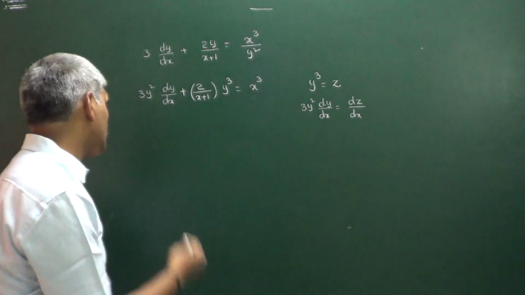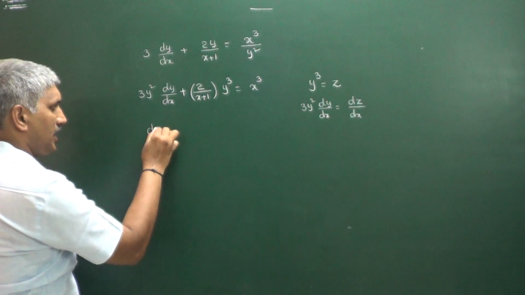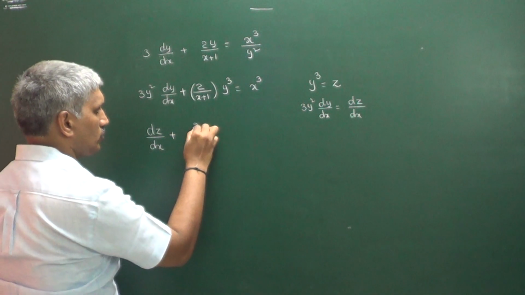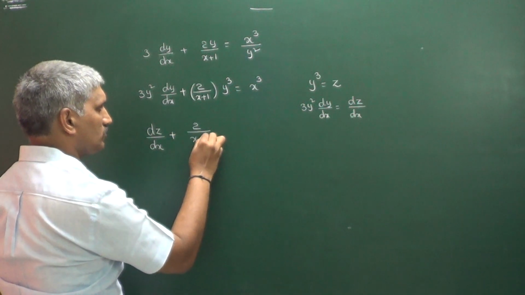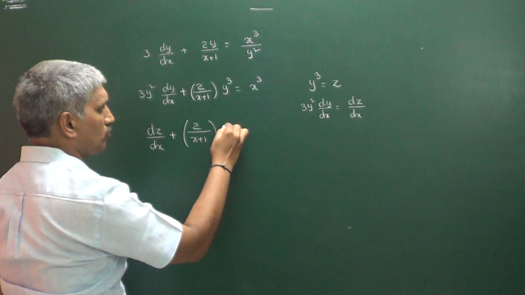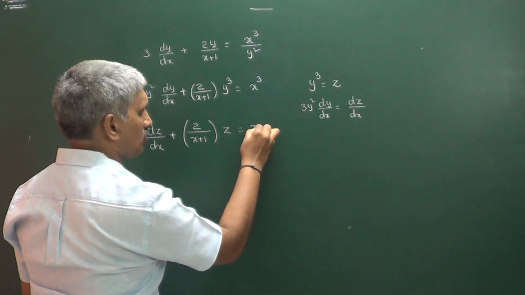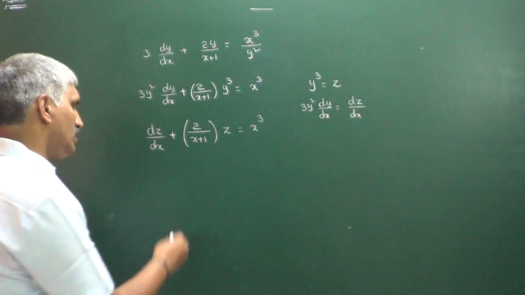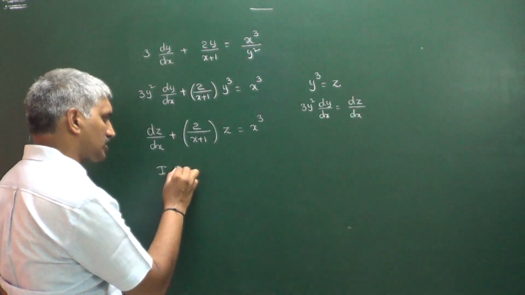Now this equation changes as dz by dx plus 2 divided by x plus 1 into z is equal to x cube, in place of y cube we have to write z. Now it is a linear differential equation. We can find out the integrating factor.